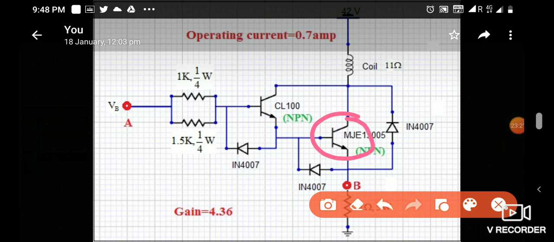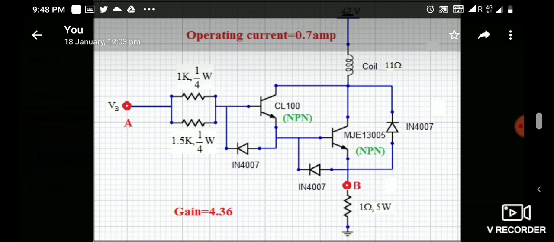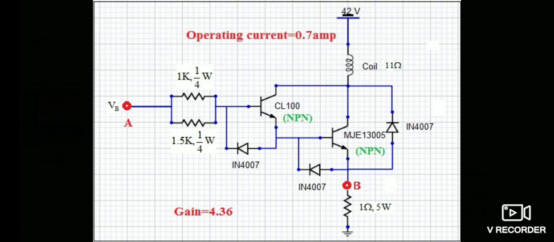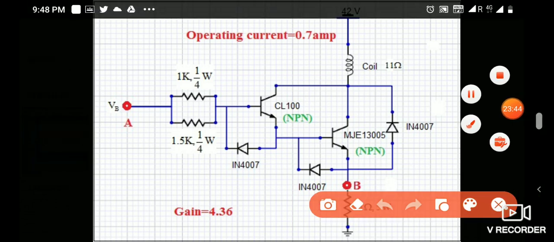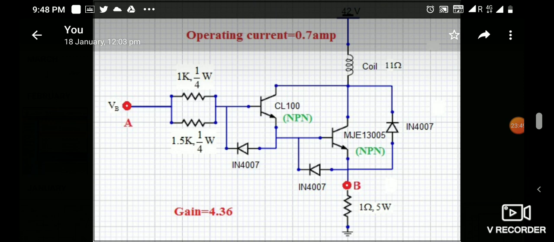All the time, at the stable position, when the plate has been stably levitated, it will provide 0.9 ampere at the coil. Before that, I'll have to discuss a few things here. So this is a Darlington pair circuit.